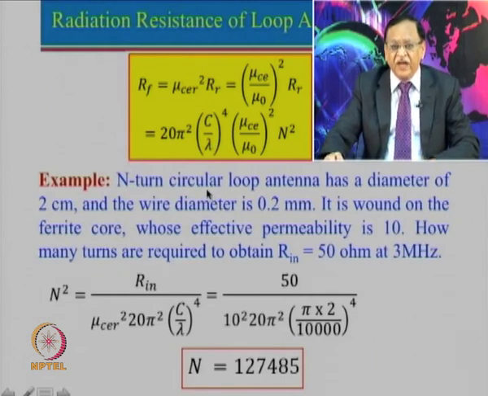Let's just look at one example. Let's say we have an n turn circular loop antenna whose diameter is, say, 2 centimeter, and the wire diameter is thin, which is 0.2 mm.